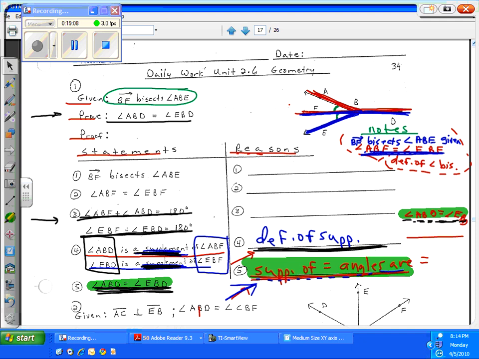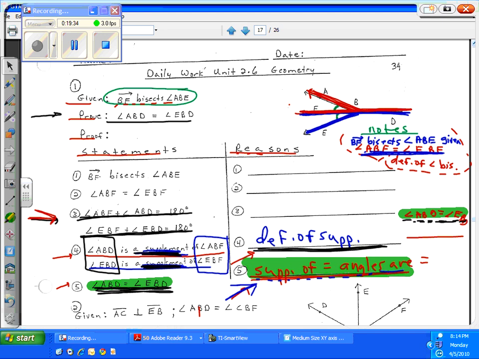So now my job is no longer to prove this or prove this or prove this. My job is now to prove this. Well, how can I prove that those add up to 180? Well, it didn't come from the given.